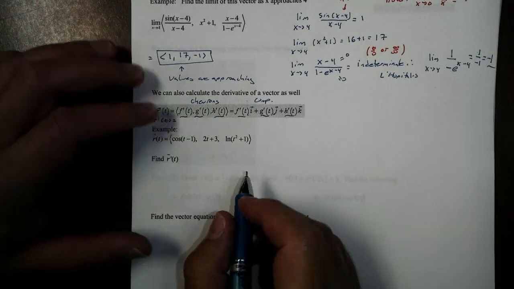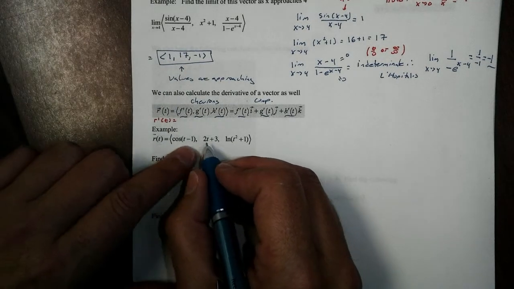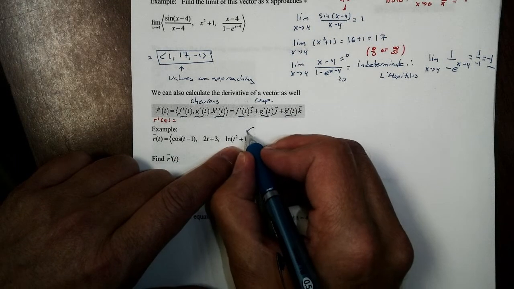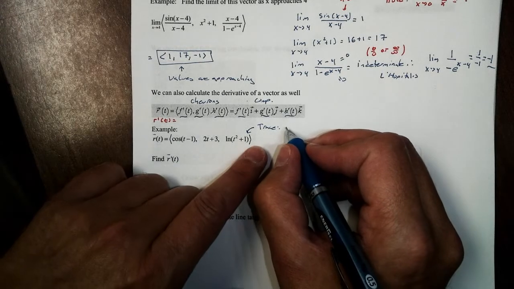So let's look at a quick example. We have r of t equals cosine of t minus 1, 2t plus 3, natural log of t squared plus 1. Remember, this is a trace, and if you forgot what that is, I have another video on that.